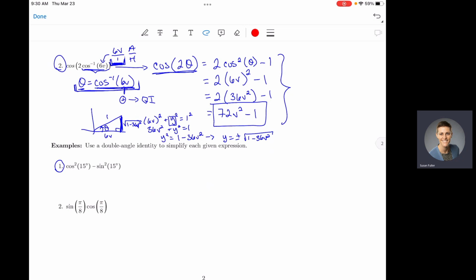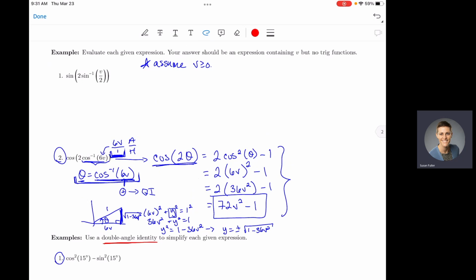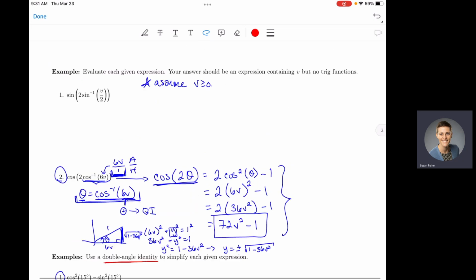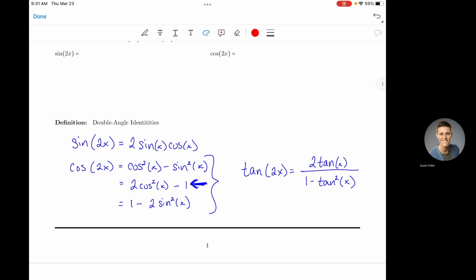So we want to simplify cosine squared of 15 degrees minus sine squared of 15 degrees. And we're told to use a double angle identity here. So I'm going to go back to my double angle identities, and I'm going to look for something that looks like this: cosine squared of an angle minus sine squared of an angle. That's what I'm looking for in my double angle identities, so I can figure out what to apply here. Let's go up and see what we can find. Cosine squared of an angle minus sine squared of an angle. It's right here.